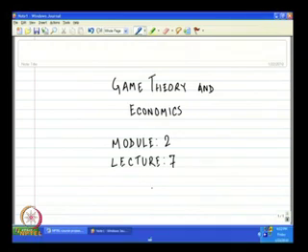What we shall do today is to introduce another concept of game theory, which is extremely useful in finding what are the Nash equilibria, and this concept is called best response function.